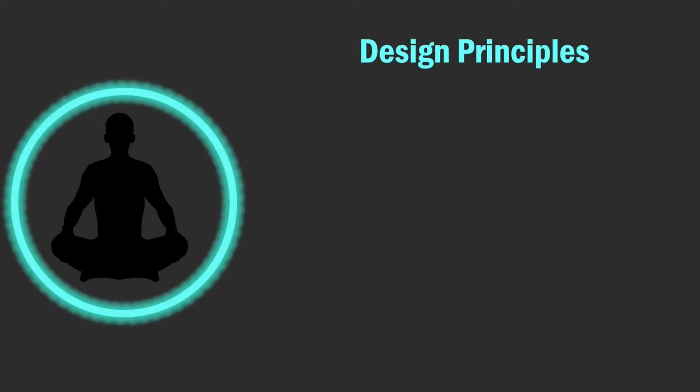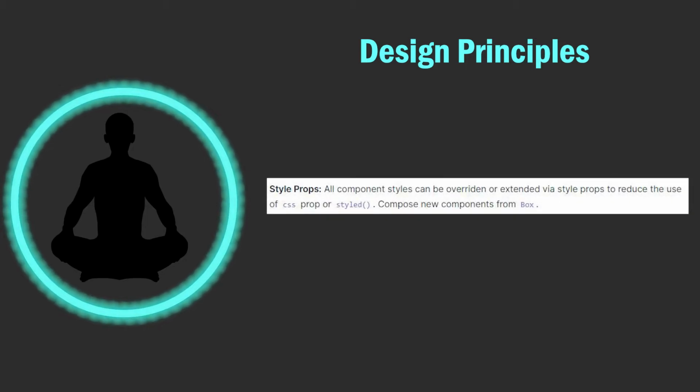This next section, Design Principles, is going to look similar to some of the things we've already seen, but it goes a little bit more in depth. The first design principle for Chakra is style props. According to the docs, all component styles can be overridden or extended via style props to reduce the use of CSS or some kind of styled function. You can also compose new components from Box, which is really interesting, which I'll show you shortly.